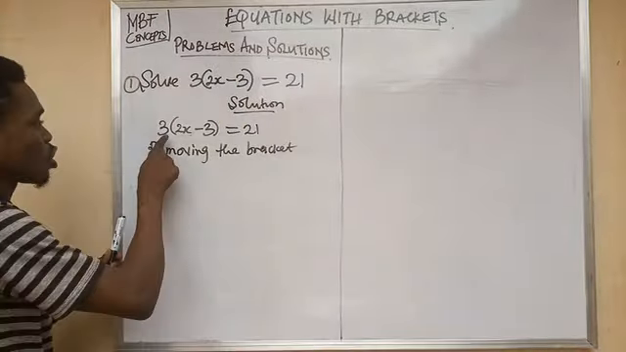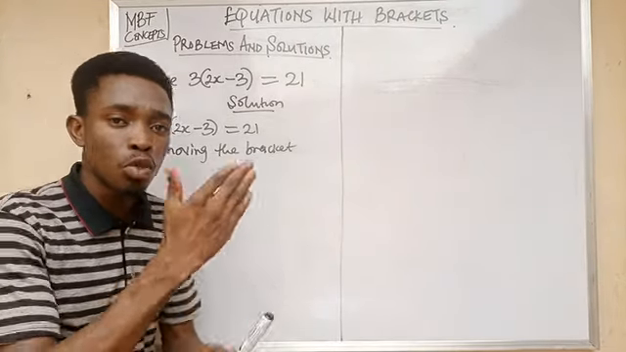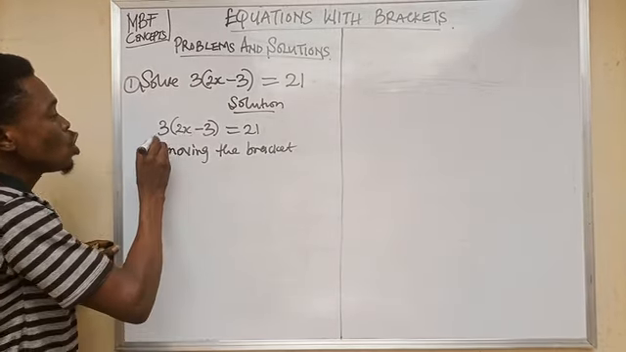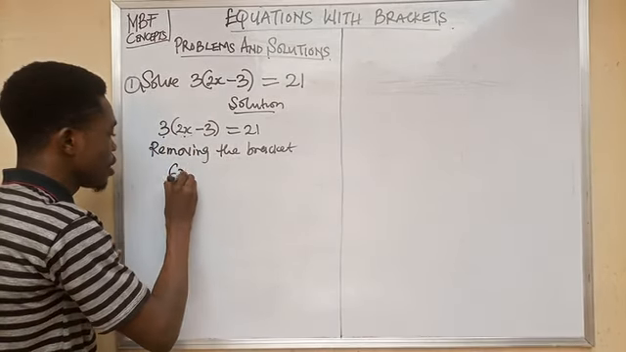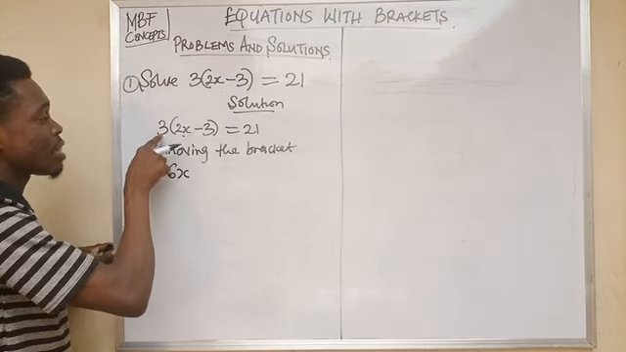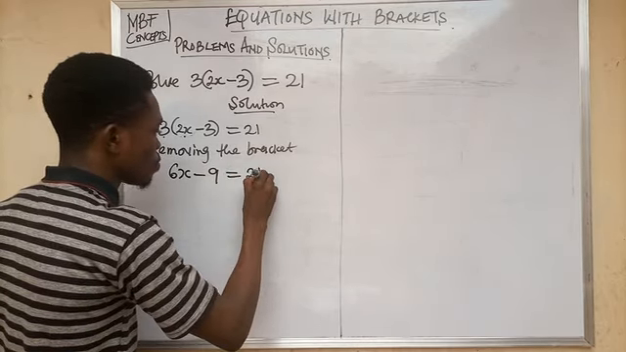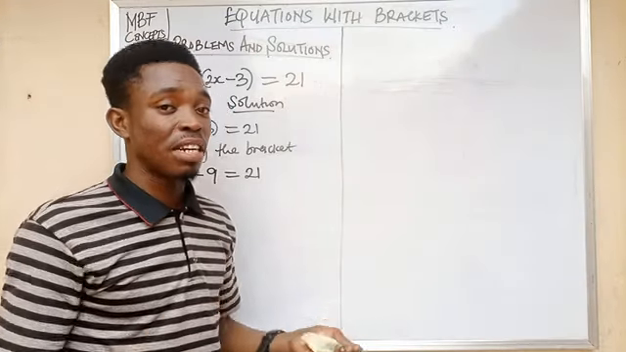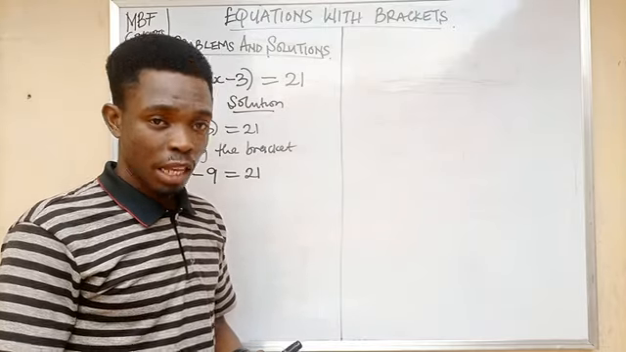Now, when you look at this question, this 3 is directly attached to the bracket. Therefore, we are going to use this 3 as a factor to expand this bracket. All right. So by so doing, we are going to say 3 times 2x. This will give us 6x. Are you there, guys? Yes. Now 3 times 3. Understand that this is 3 times minus 3, guys. You will have minus 9 is equal to 21. The result we have now gives us a question we have been solving, which is a direct linear equation. All right.